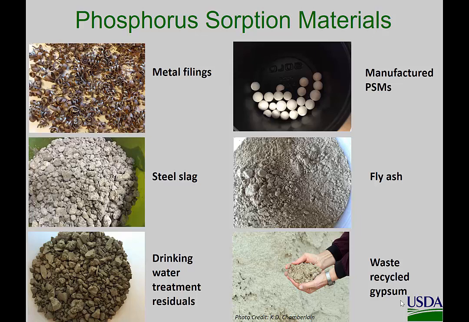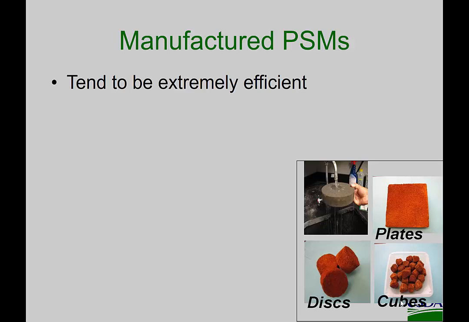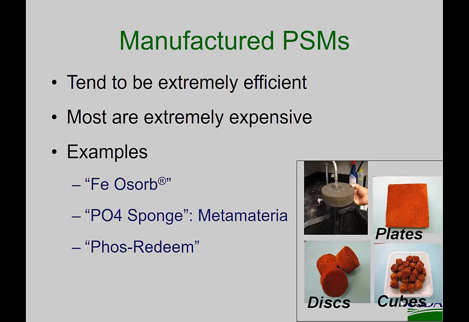There are also some filter materials for phosphorus that are manufactured, and some of those do work very well. They tend to be extremely efficient on a per mass basis, but they're also very, very expensive. In fact, most of them are cost limiting. Probably the cheapest one is a material known as phosphoridine.